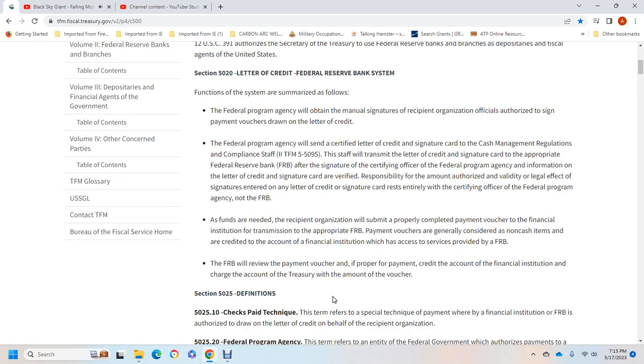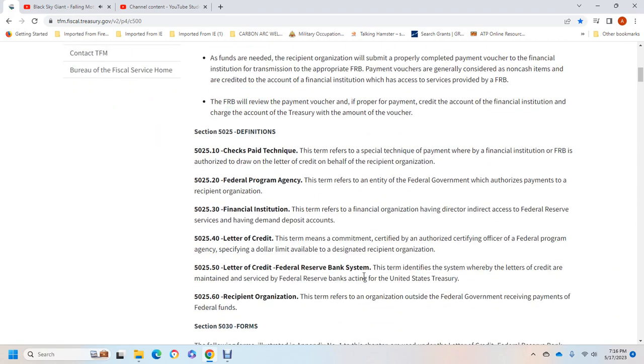As funds are needed, the recipient organization submits a properly prepared payment voucher to the financial institution for transmission to the appropriate Federal Reserve Bank. The payment voucher is generally considered a non-cash item, with credit for the account of the financial institution which has access to the Federal Reserve Bank. The Federal Reserve Bank will review the payment voucher, and if the payment voucher is proper, it credits the account of the financial institution and charges the account of the Treasurer for the amount of the voucher.